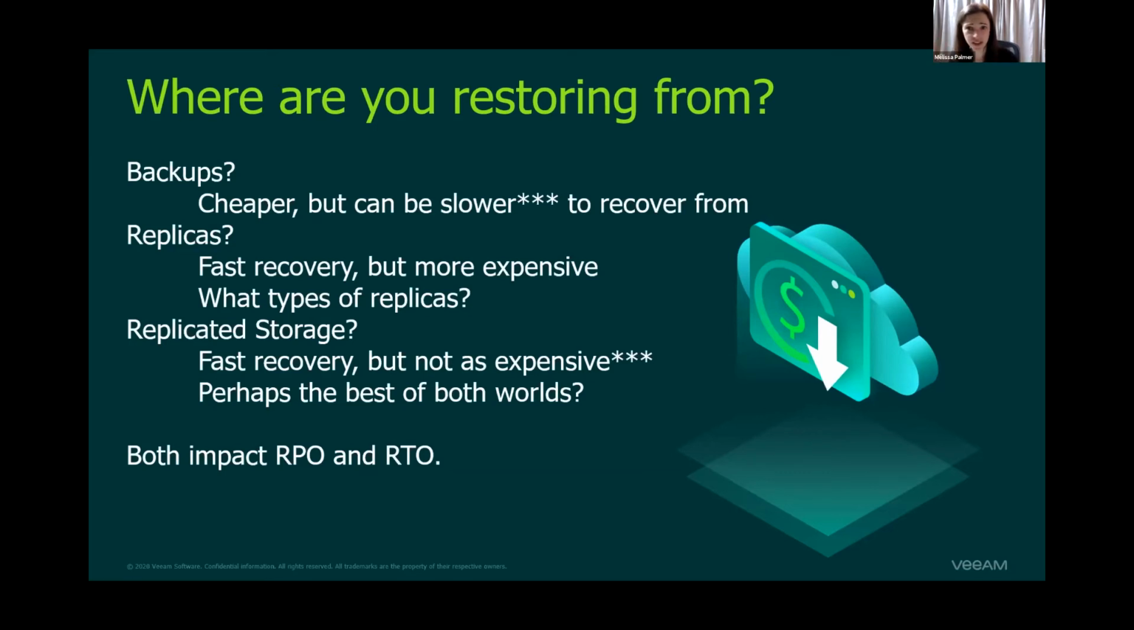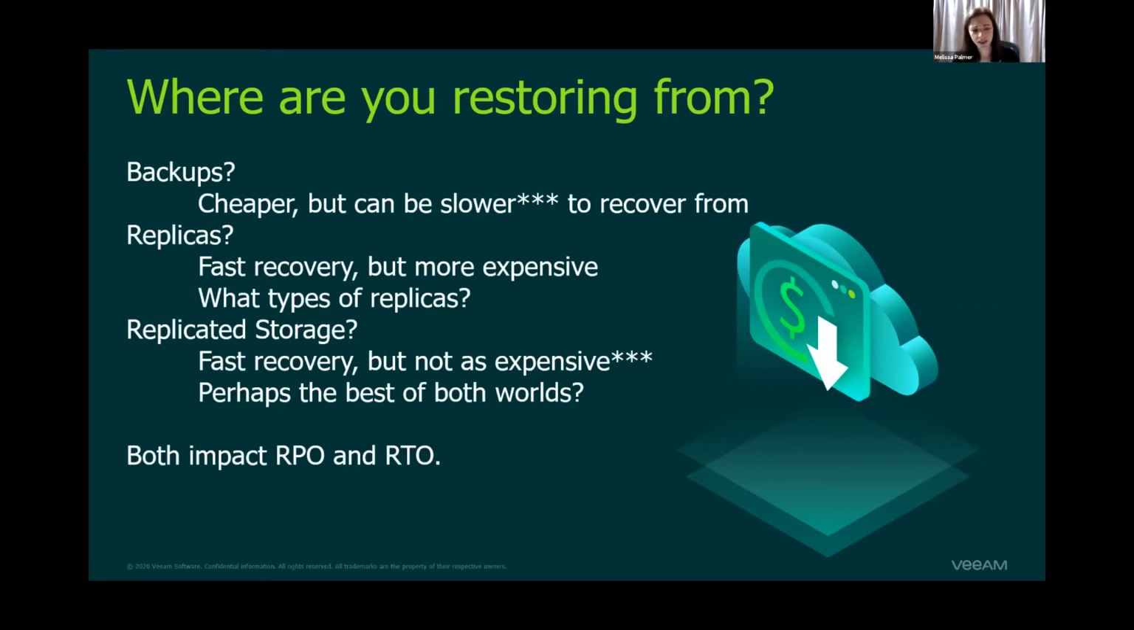Fast recovery, everything's sitting there and I just power on the VM. But it's more expensive because I need to have compute, network, and storage already on there. And what kind of replication am I doing, right? We have Veeam replicas, but we can do storage-based replication too, right? Again, replicated storage, fast recovery, not necessarily as expensive as a full replica in some places. Maybe the best of both worlds, up to you. I have a big NetApp background. I will SnapMirror all day and all night.